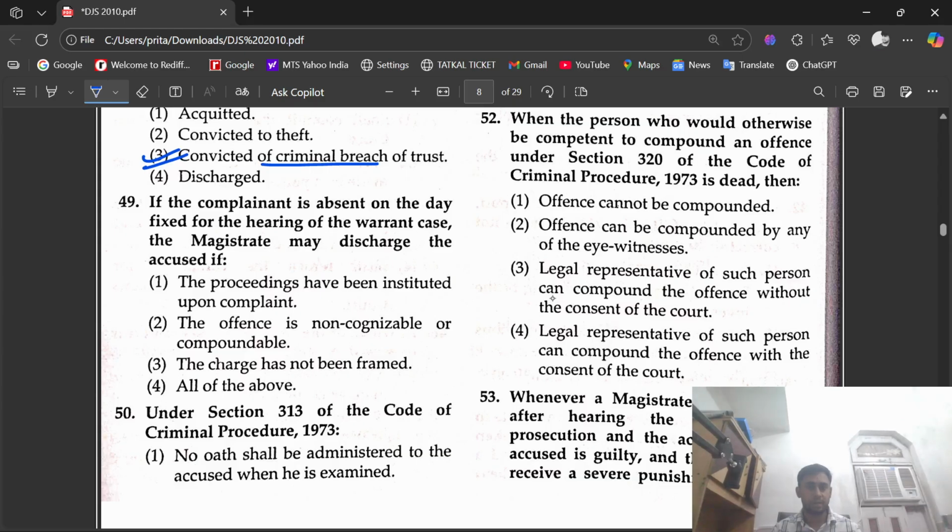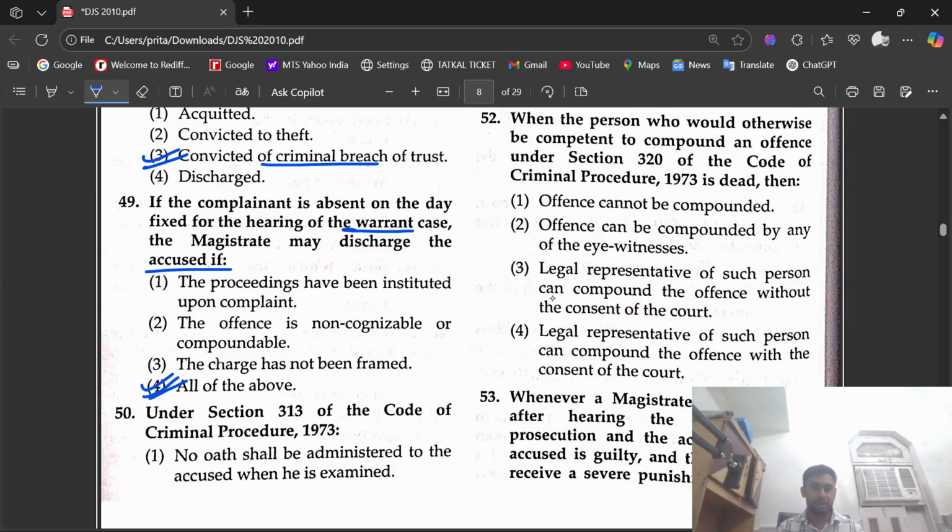If the complainant is absent on the day fixed for the hearing of the warrant case, the magistrate may discharge the accused if the proceedings have been instituted upon complaint, the offence is not cognizable or compoundable, the charge has not been framed. Fourth, all of the above.